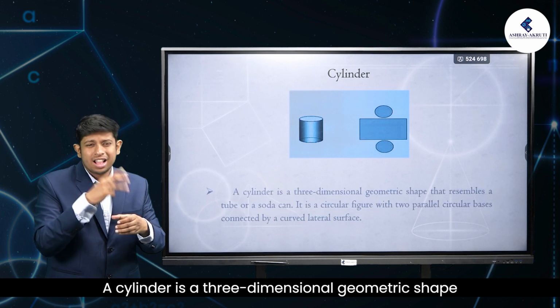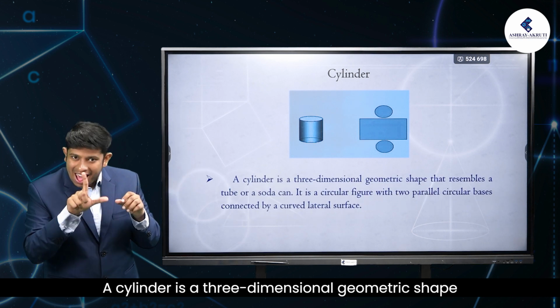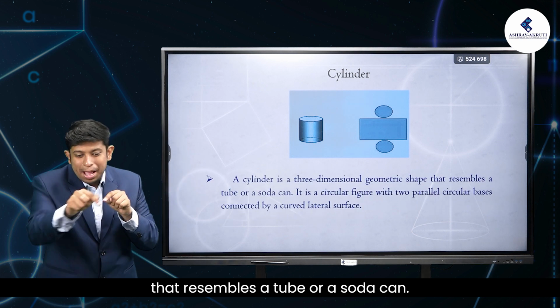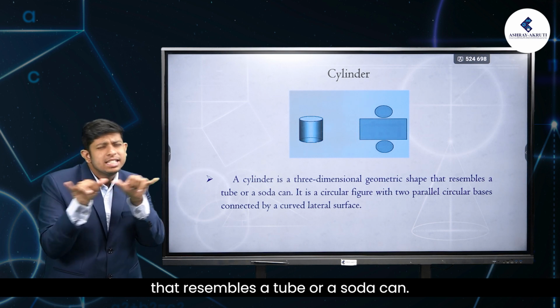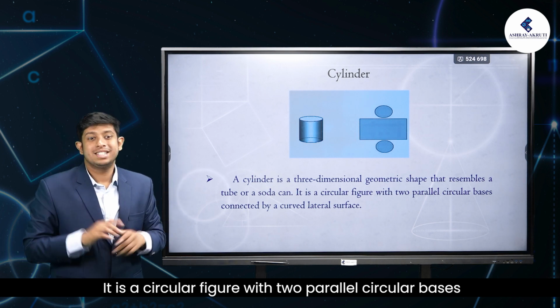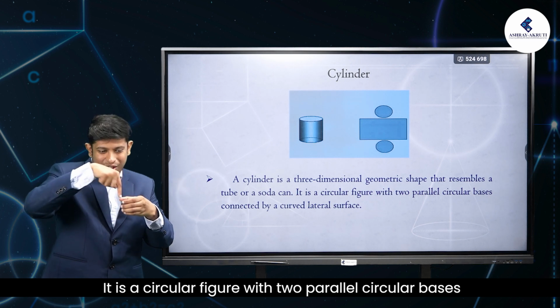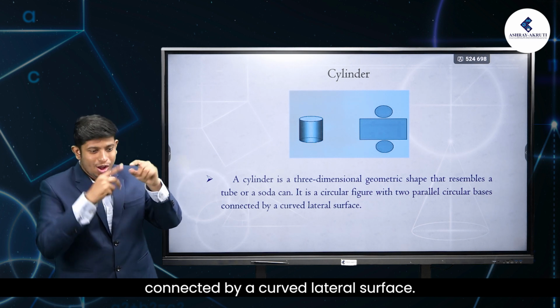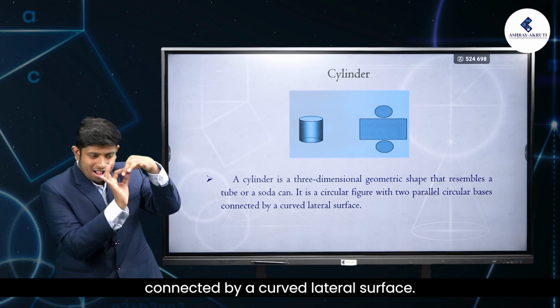A cylinder is a three-dimensional geometric shape that resembles a tube or a soda can. It is a circular figure with two parallel circular bases connected by a curved lateral surface.